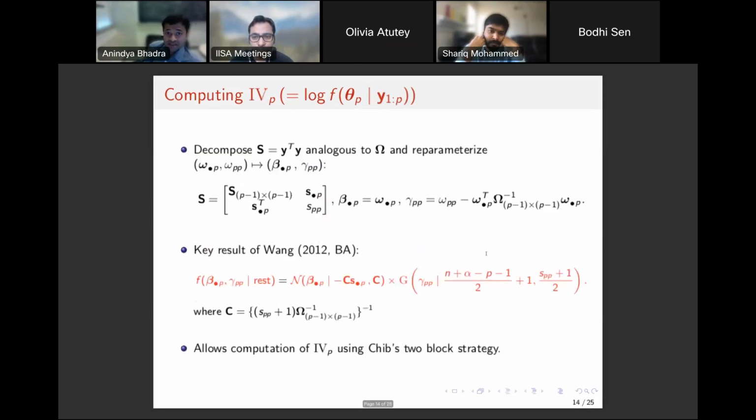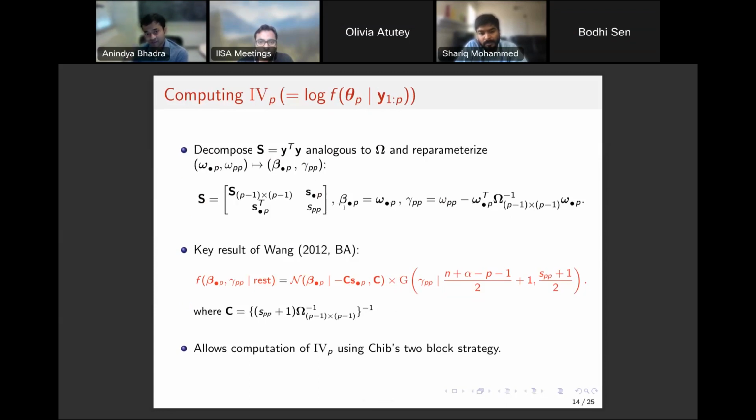But still remains the term 4p. All right, what to do about 4p? So this is what we do about 4p. You can decompose S, the sample variance covariance matrix Y transpose Y, analogous to omega, and you can reparameterize S in this way, like the same thing, p minus 1 by p minus 1 block, S dot p, Spp, and so on. And then we just reparameterize the theta p, the last row and column, a little bit.